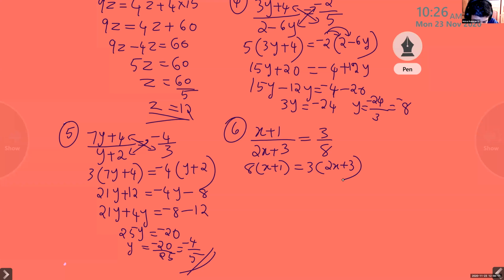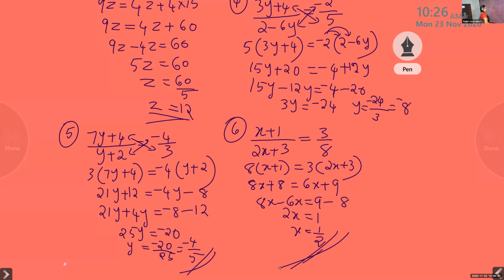Now, ma'am, let me check. 8 into x plus 1 is 8x plus 8 equal to 6x plus 9. 8x minus 6x equal to 9 minus 8, 2x equal to 1, x equal to 1 by 2. What is the difficulty? Very simple question. Michelle, where did you make the mistake? Ma'am, first 8x plus 1, right? That's the mistake. Correct it. Ma'am, how do we get 8x minus 8? When we take the 6x to this side, it is minus 6x. Here it is plus. Okay, Adnan?